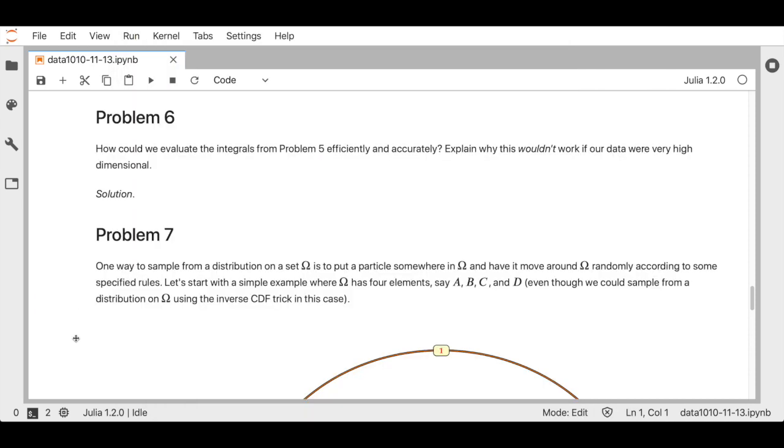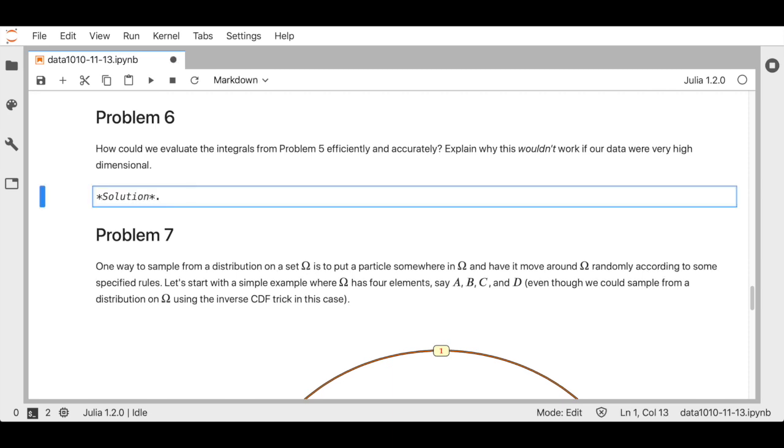So problem 6 asks, how could we evaluate those integrals in a way that's efficient and accurate? And also, why would that approach not work if we were working in very high dimensions instead of the number line? So the answer to the first part is we can just use standard numerical quadrature techniques, numerical integration techniques, things like the trapezoid rule or just an ordinary Riemann sum. And then why wouldn't that work if the data were high dimensional?